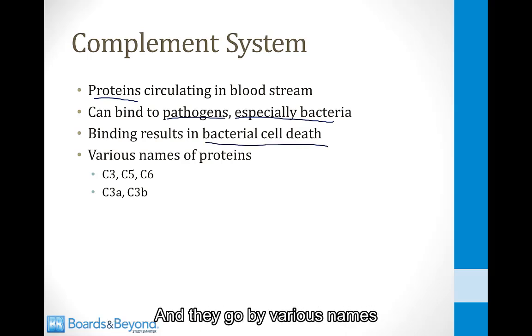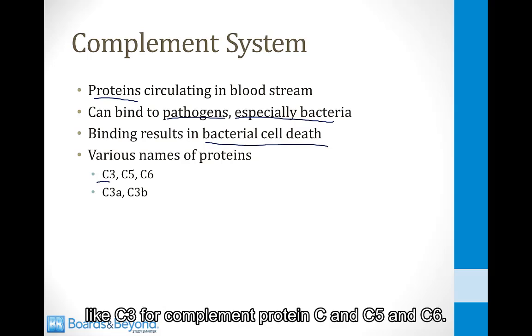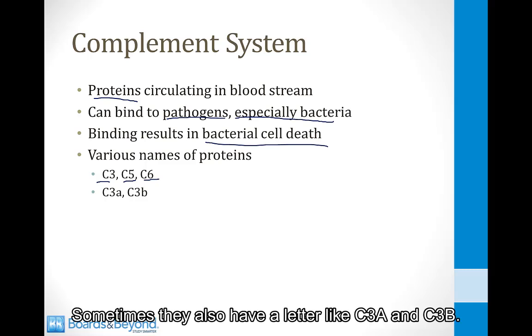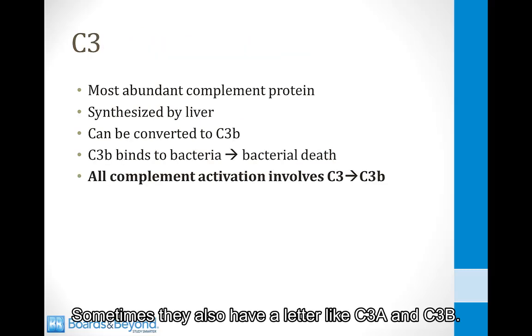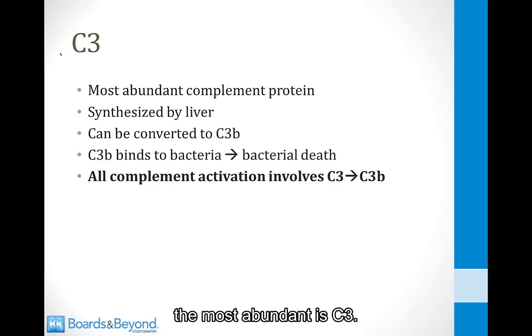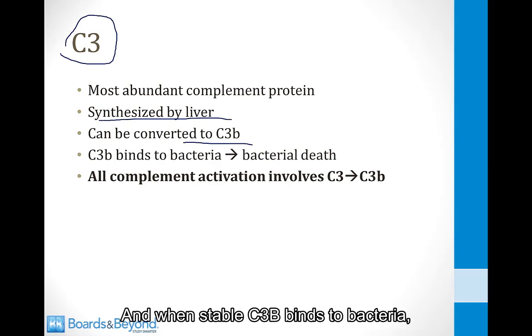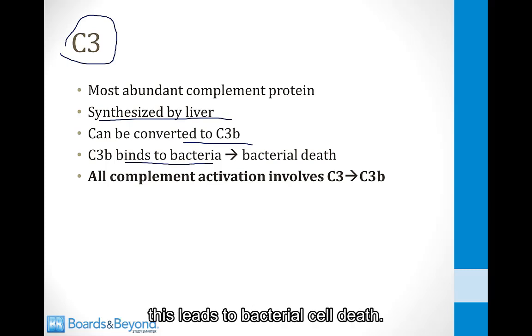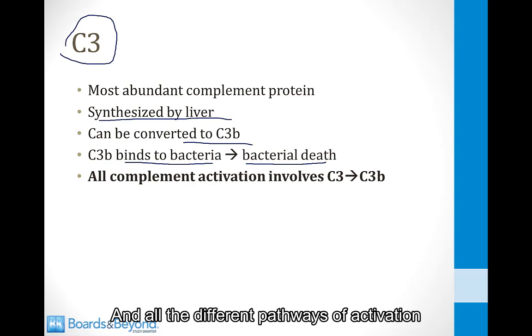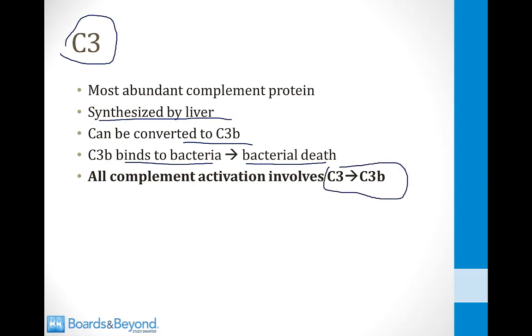And they go by various names like C3, C5, and C6. Sometimes they also have a letter like C3a and C3b. Of all the different complement proteins, the most abundant is C3. It's synthesized by the liver, and it can be converted to C3b. And when stable C3b binds to bacteria, this leads to bacterial cell death. And all the different pathways of activation of the complement system involve the conversion of C3 to C3b.